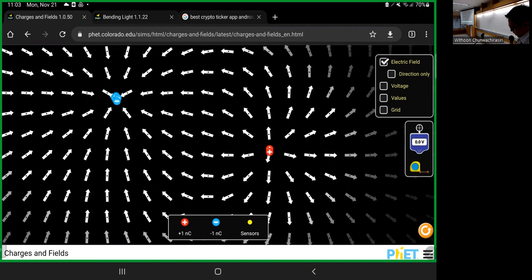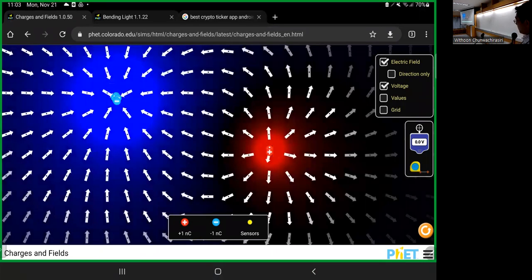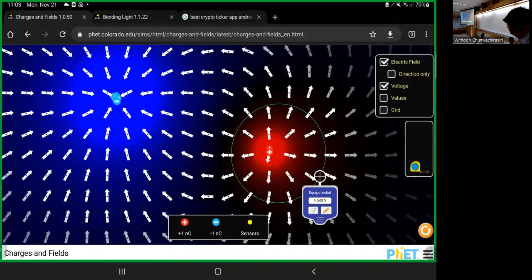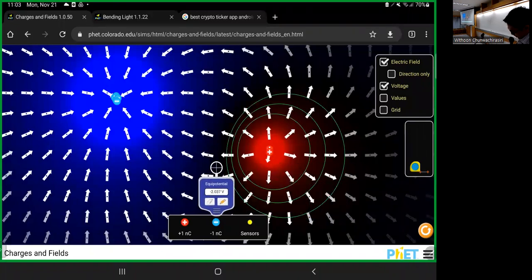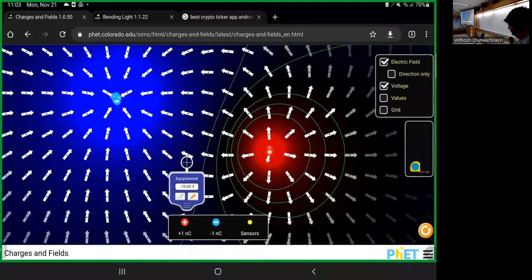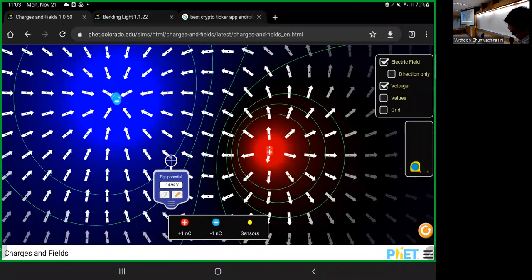Now I'm going to turn on the voltage. Bam. Here we go. As you can see, the red is positive, the blue is negative. And as promised, even though we don't do much of it, I can pretty much draw the equipotential surface, the layer of the same voltage. Hopefully this will give you a rough idea of what we are doing right now.